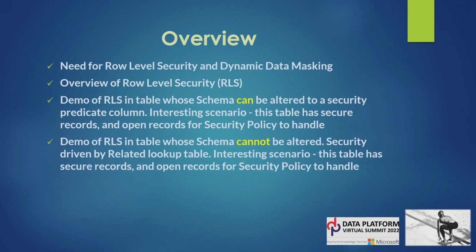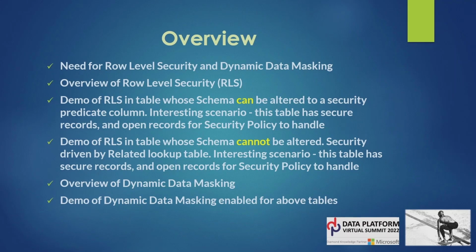A demo of row-level security in a table whose schema cannot be altered. Security is driven by a related lookup table, and we have the same interesting scenario. This table has secure records, which should be visible to only certain people, open records, which should be visible to everyone having read access on that table, and the security policy will handle that. An overview of dynamic data masking, and finally, a demo of dynamic data masking enabled for these above tables, and we will see it all come together with both capabilities leveraged.